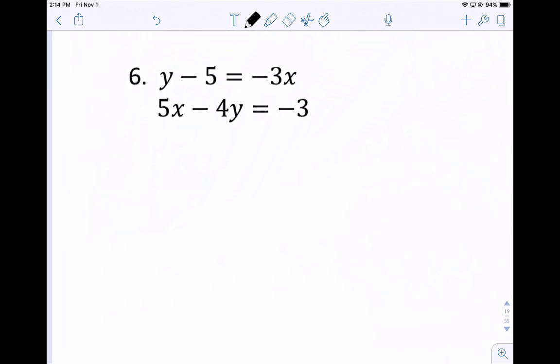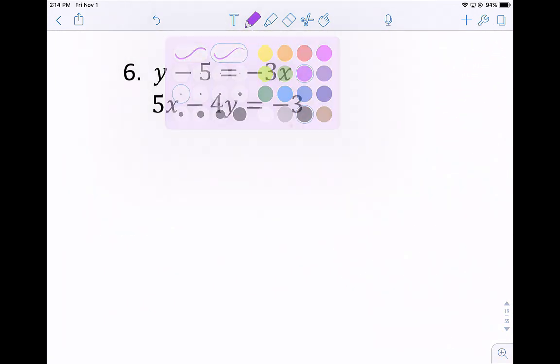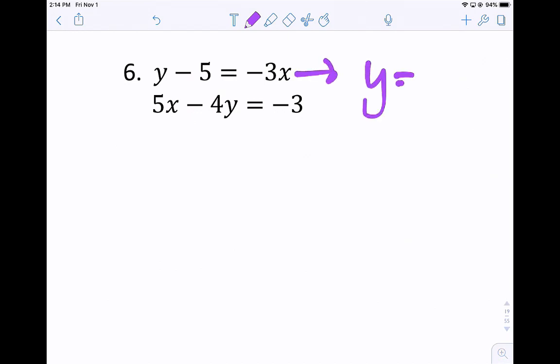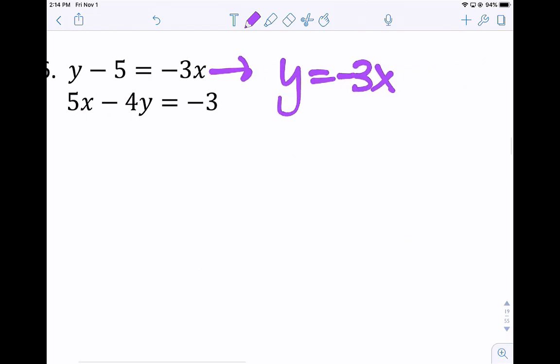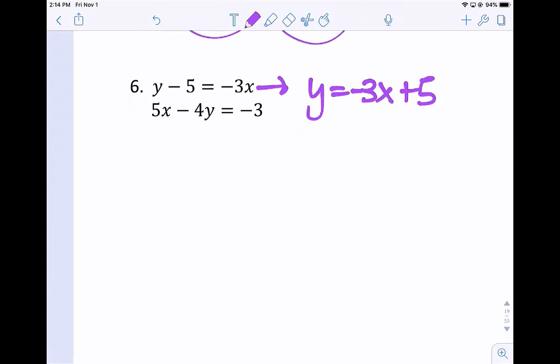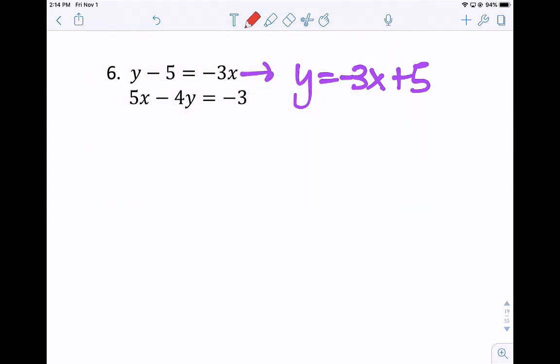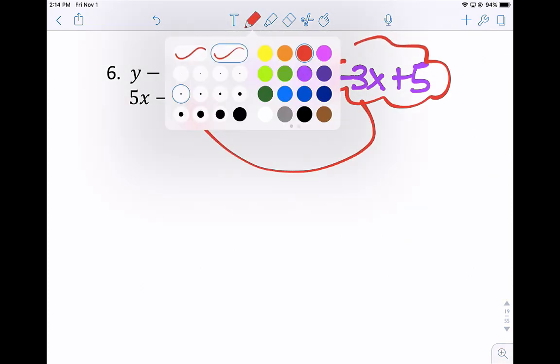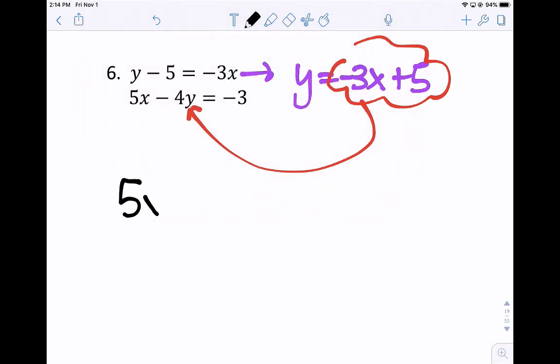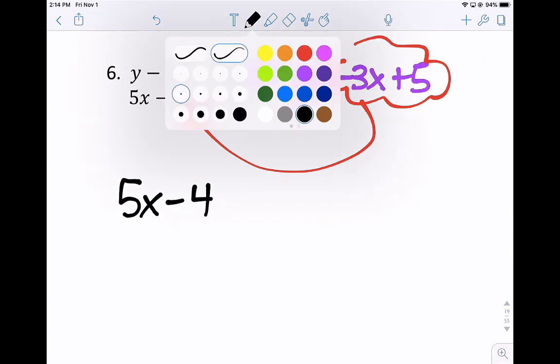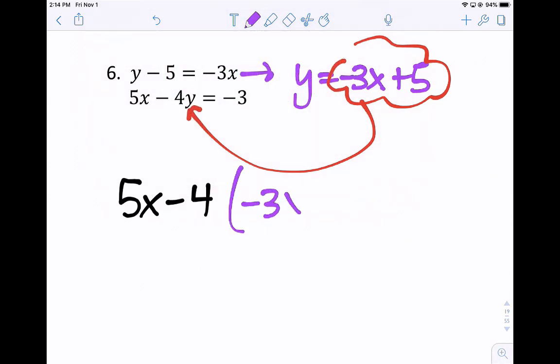Okay, last one. Get x or y by itself. Here we can get y by itself. y equals negative 3x, and you'd add 5 to each side. Next step, plug that in. So we take this, plug that in to here. So we have 5x minus 4, parentheses, negative 3x plus 5, and that equals negative 3.